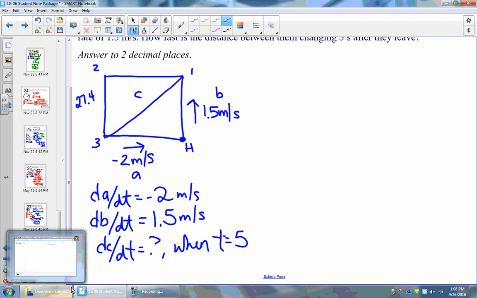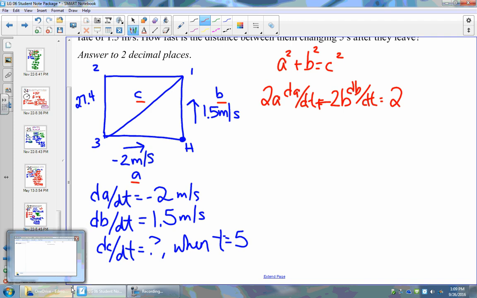Okay? So let's get started first. Write out our formula. Again, obviously we're using the Pythagorean Theorem here. So we've got a squared plus b squared is equal to c squared. Okay, and we've got an a, we've got a b, and we've got a c. So I don't need to replace that with anything. All we can do now is take the derivative of this. So 2a dA over dt, plus 2b dB over dt is equal to 2c dC over dt.